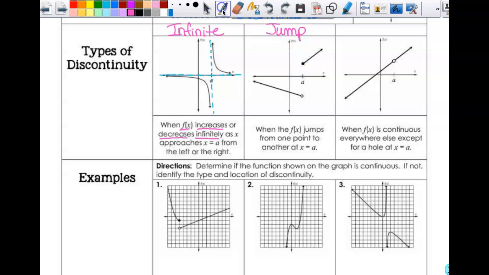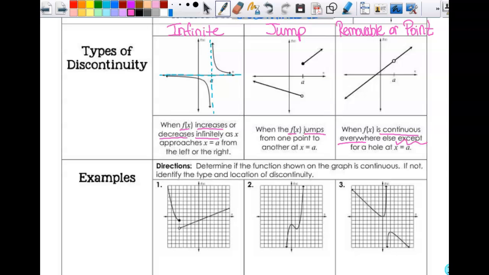And so this says, when f of x jumps from one point to another, where I don't actually get to negative infinity or infinity, so you can look at it that way. And then I have this, where it's just literally a hole in the graph. This is called removable, because I just literally removed a point, or it's also called point discontinuity. I usually use the word point more, because there's a point missing, basically. So when f of x is continuous everywhere else except at one point, that makes it point discontinuity.